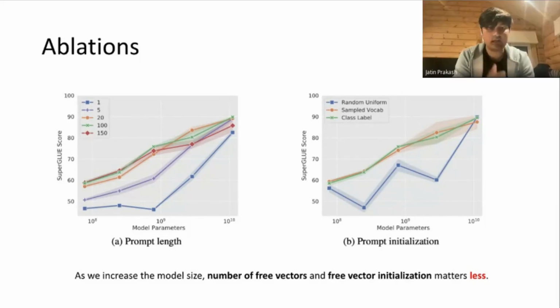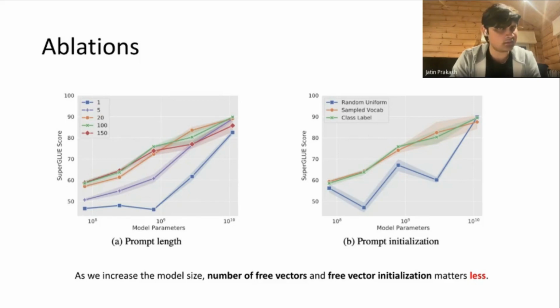Yeah. Okay. Cool. So I'll now move on to the right diagram. I'll just explain the blue curve first. The blue curve is where they initialize these three vectors randomly. As we increase the model size, this random initialization performs as well.